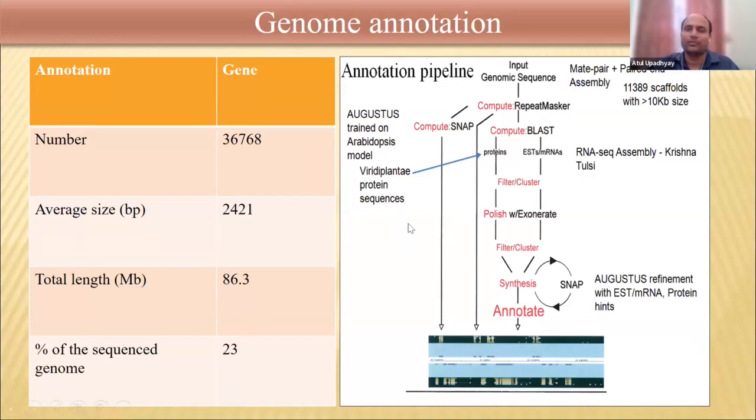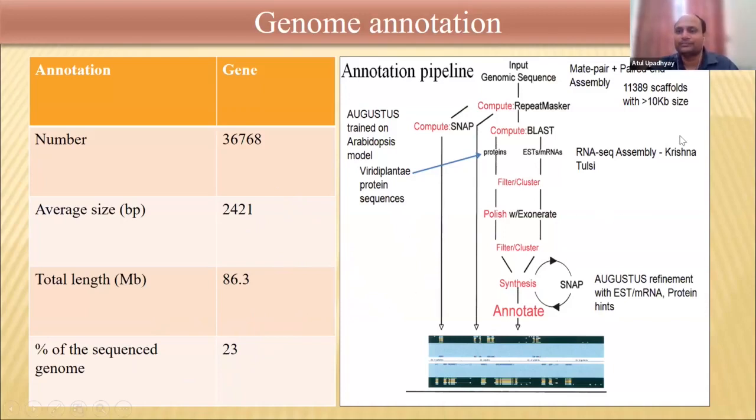So that was performed by using this particular pipeline, and in the first attempt we got around 36,000 genes with an average size of 2,400 base pairs, and the total length of these genic regions is 86 MB. And this was 23% of the genome. You can see that the percentage of the genome covered here is very high because a lot of the repeats were not sequenced or not assembled in our case.